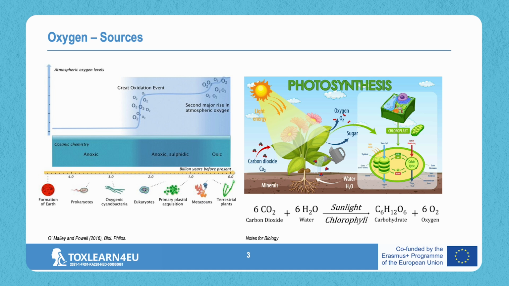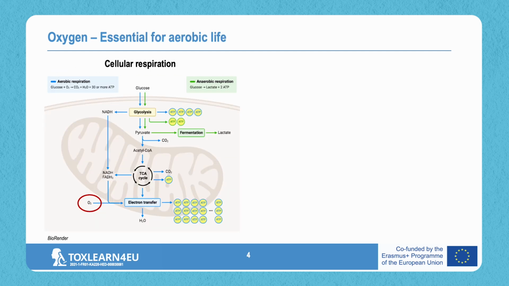At the moment it's mainly plants that through photosynthesis produce oxygen on Earth. And you can see here that the outcome of the reaction of photosynthesis is oxygen as a byproduct. But oxygen is of course essential for all aerobic life.